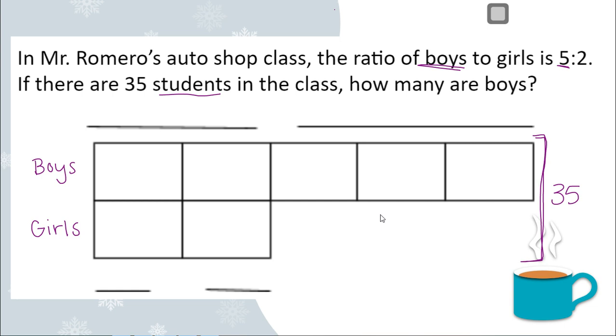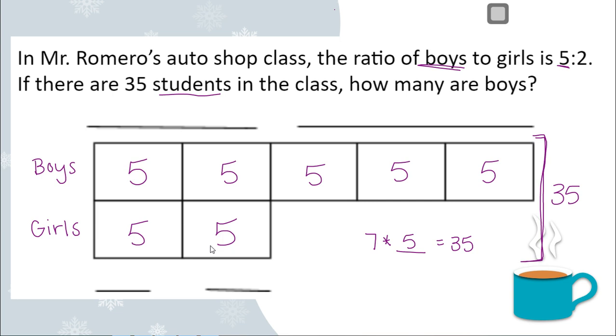Now, there are a total of how many boxes in our picture? 7. And we need to think about, well, 7 times what would equal 35? Because we want to figure out how much is each piece of tape worth. Well, 7 times 5 is 35, so each piece of tape is worth 5 students.